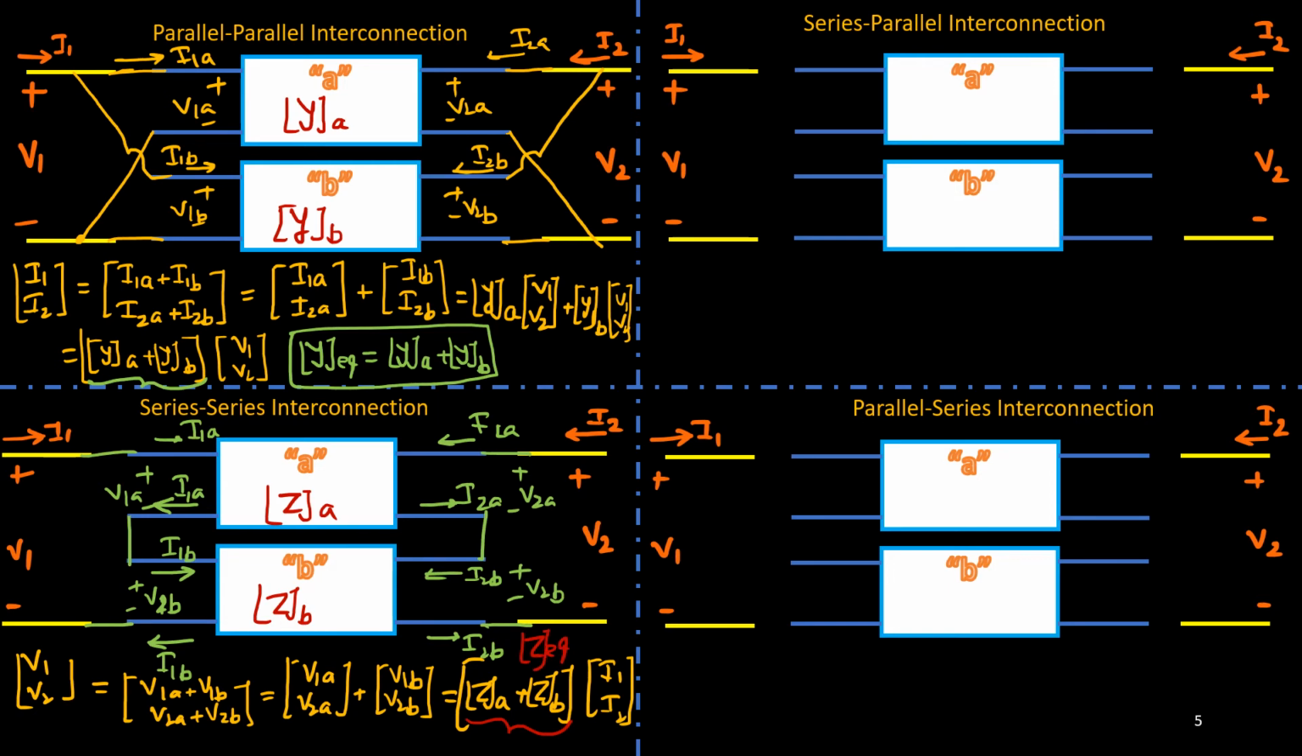So equivalent Z equals ZA plus ZB, right? So in this case, what you will get? The series parallel connection next. So this side is series, this side is parallel connection. Now consider this one.